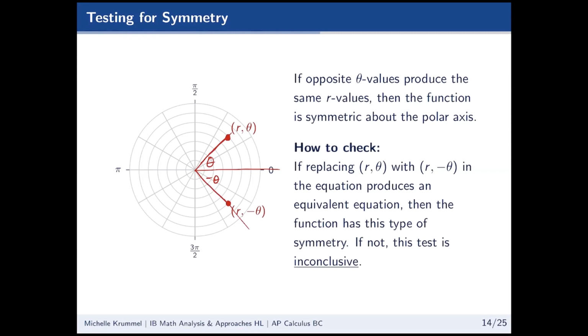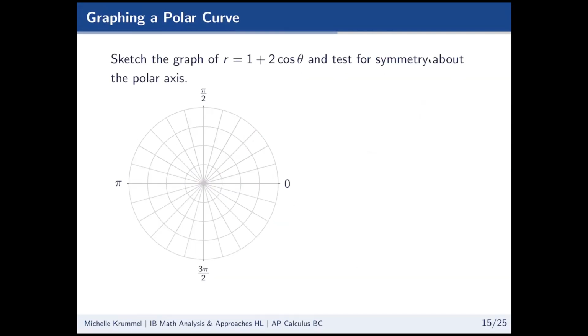Now, if you do check and that's not what happens, you don't get back to the original equation, it doesn't necessarily mean that it doesn't have this symmetry. In that case, it's just inconclusive. You might want to plot points to check. Let's look at an example.